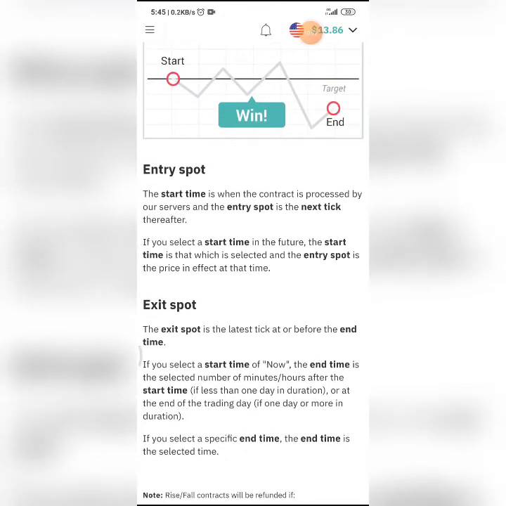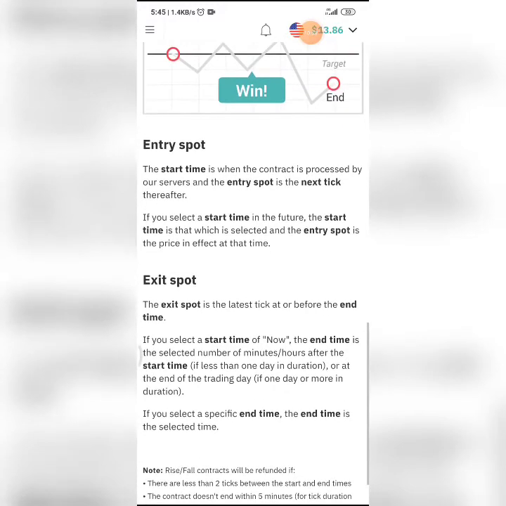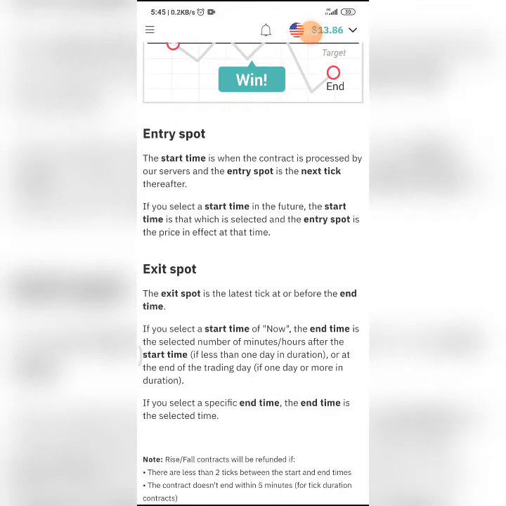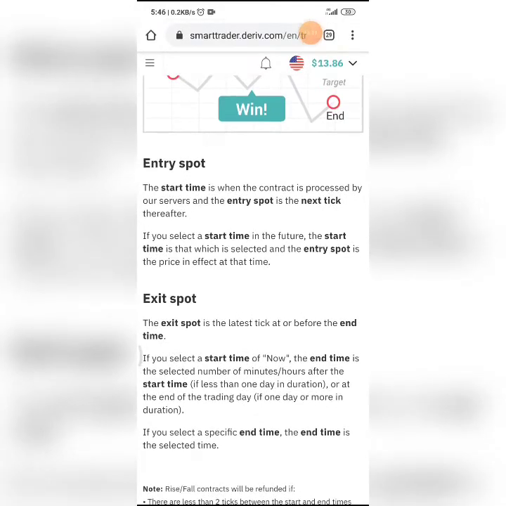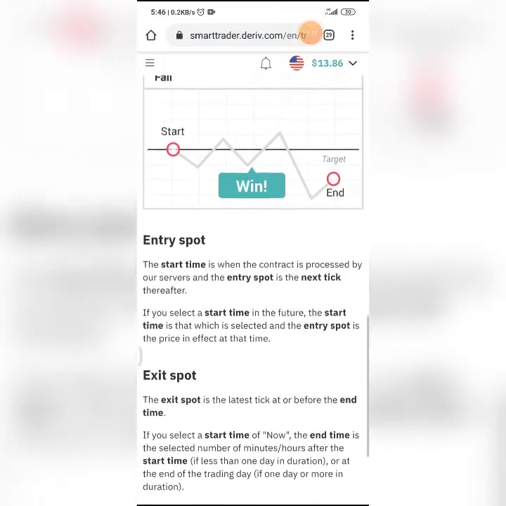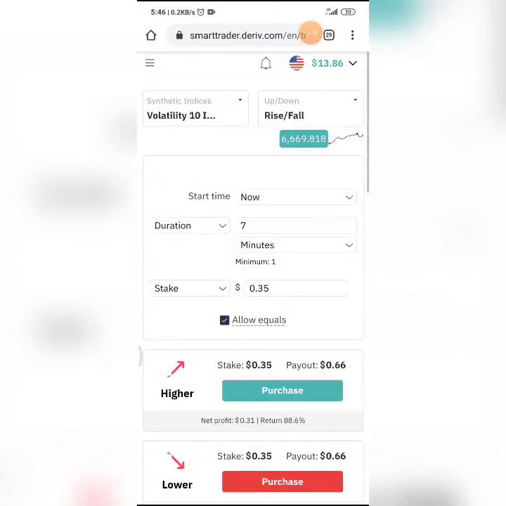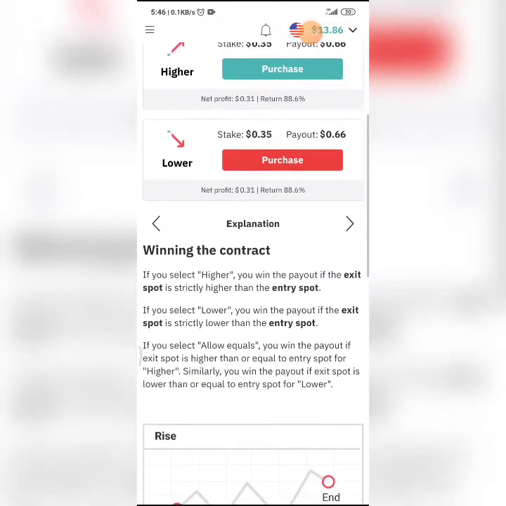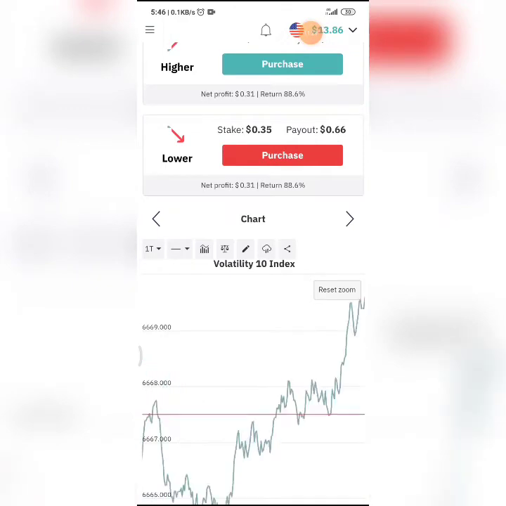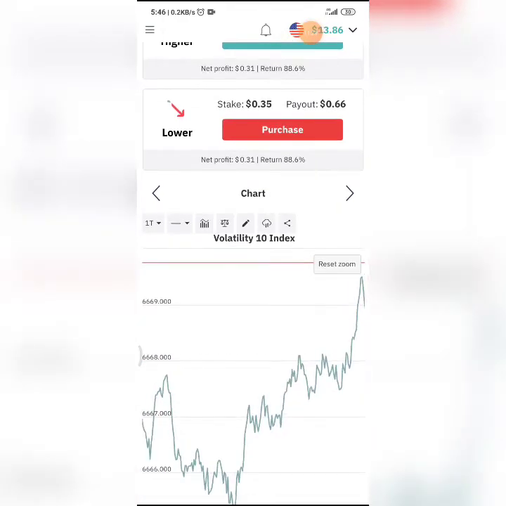The start time is when the contract is processed by our servers, and the entry spot is the next tick thereafter. So what that means is that whenever you go into a trade, the start time is when the contract is processed by our servers. That means whenever their server at Deriv processes the contract, that is when the entry spot is taken, and the entry spot will now be the next tick. The next tick, you know how it moves here. You see how it moves here. These are ticks, these are ticks, these are ticks. So as it's ticking and moving, the next tick will be the entry spot.